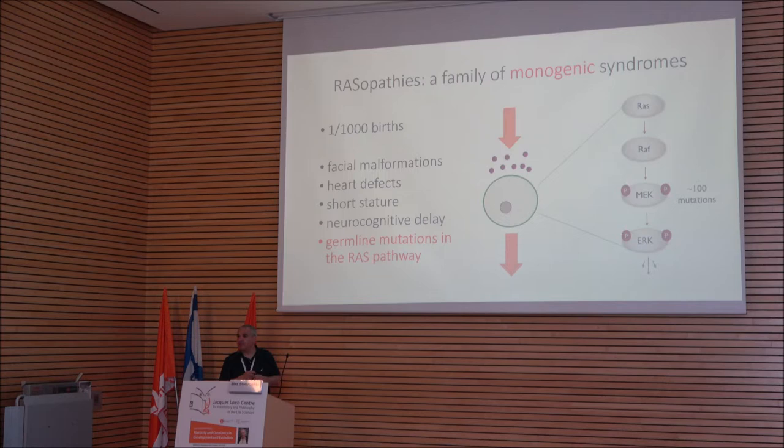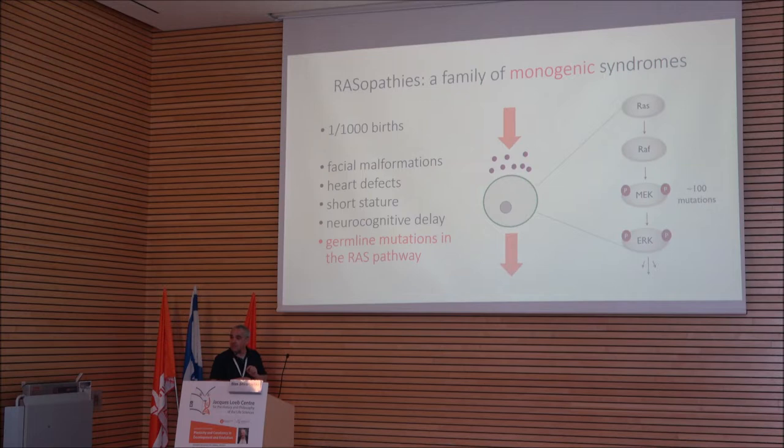So this pathway is highly conserved. There is extreme similarity in the coding sequences of the genes all across eukaryotes. All right. So the diseases that we are interested in are caused by missense mutations in components of the signaling pathway.